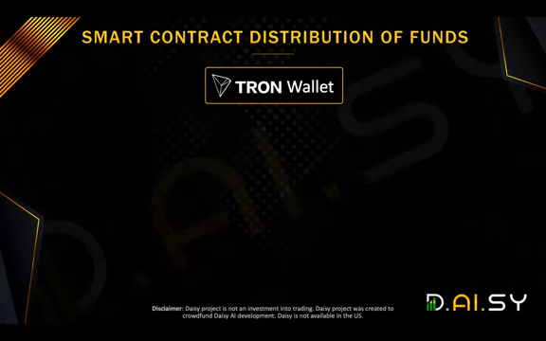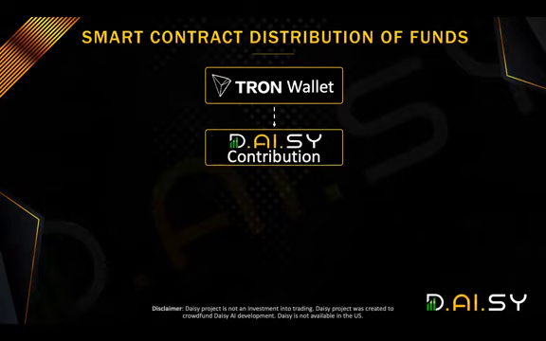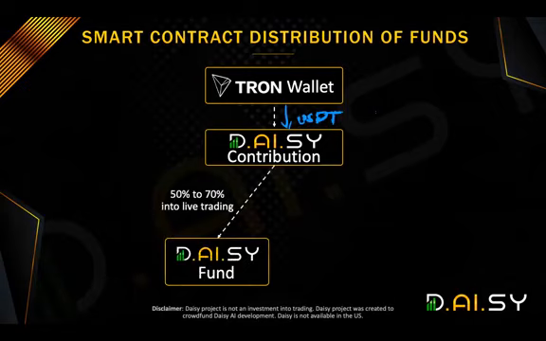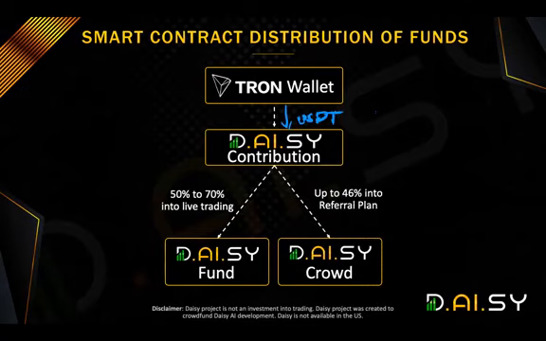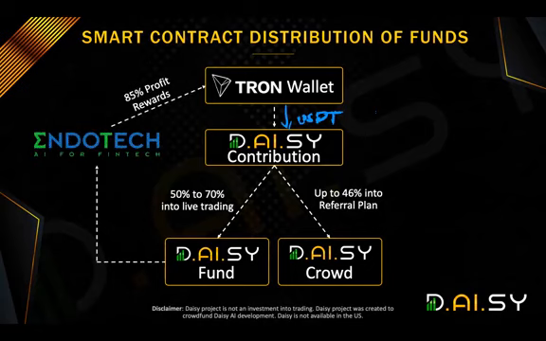You would still use your Tron wallet, the same Tron wallet you're registered with if you're already part of the community. You would make your DAISY contribution, except that this contribution would be made in USDT, transacted on the Tron blockchain. Now, let me make sure that you can read this properly. There we go. And then 50 to 70% goes into live trading to the DAISY fund, up to 46% into the referral plan.